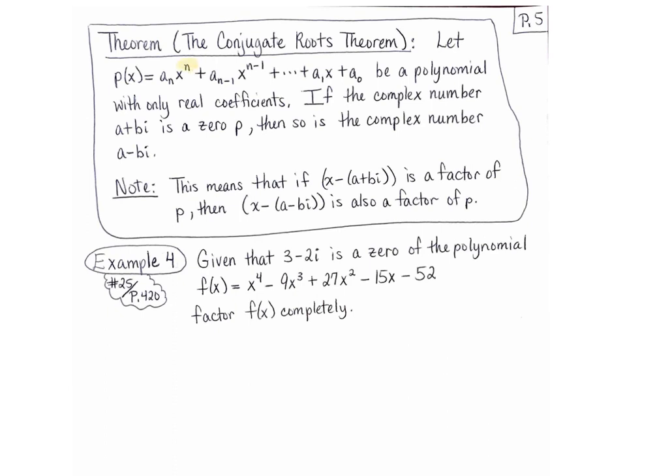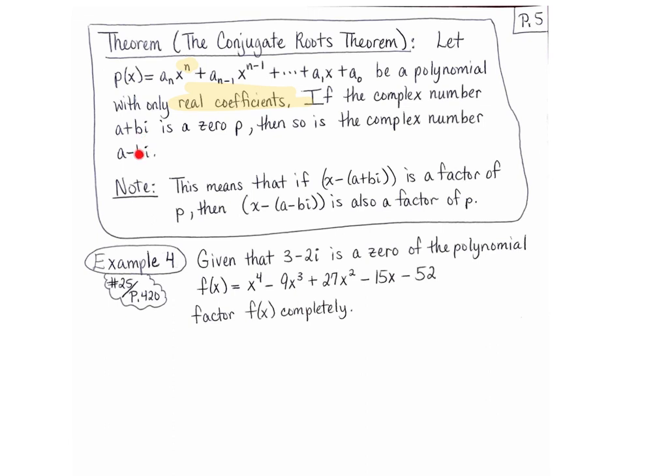Okay? So, we have a polynomial p of x with only real coefficients. If the complex number a plus bi is a 0 of your polynomial, then so is its complex conjugate. So let's be clear. P of x is a polynomial with real coefficients. That's important. Now, if the complex number a plus bi is a 0 of this polynomial, then its complex conjugate is also a 0. Okay?